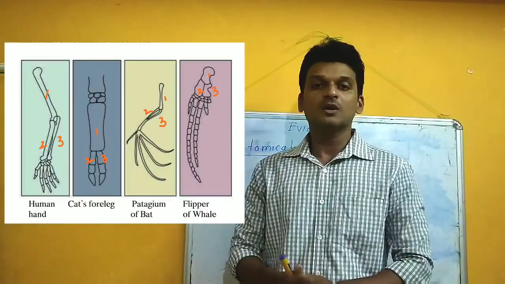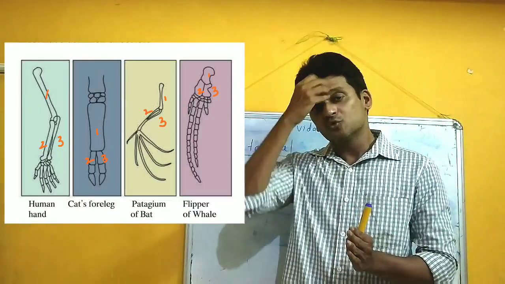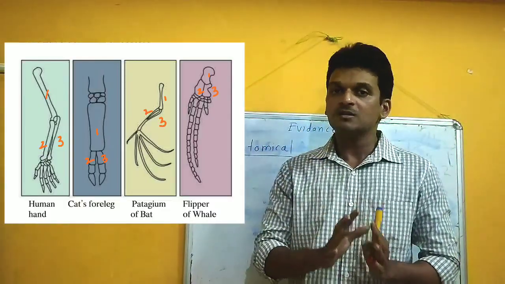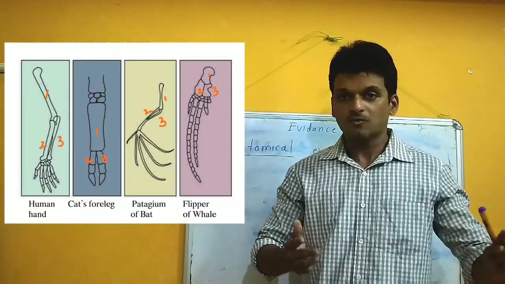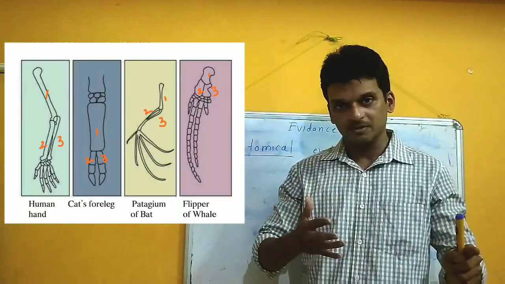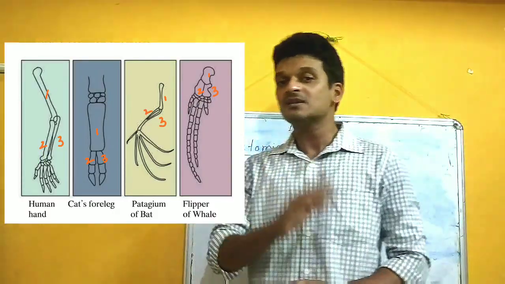In the third diagram also, these bones have become more slender, but still humerus, radius, ulna, all three bones are present. And in the whale's flipper also, the digits are longer. Why? Because they act as an actual flipper. But still you can find that humerus, radius and ulna, all these three bones are present.